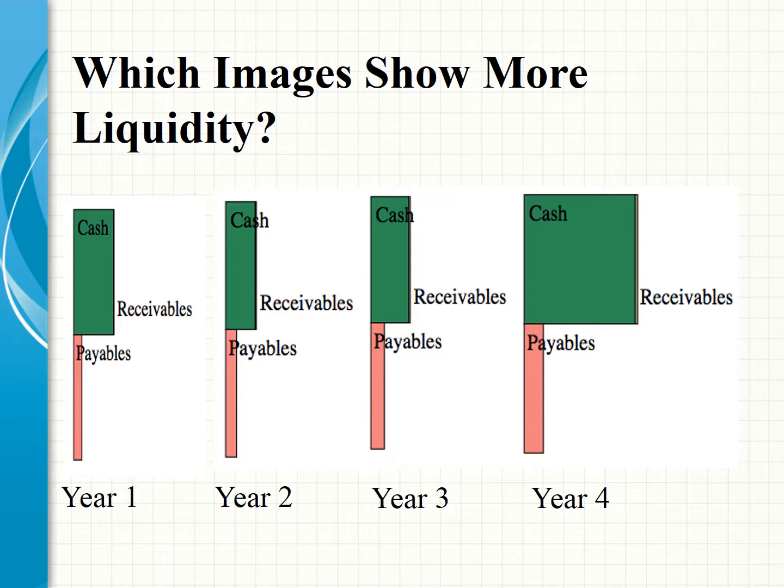The green box shows current assets, which includes cash and receivables. The red box includes current liabilities, which includes payables. Here is the image that shows a 4-year period of the business's current assets and current liabilities.